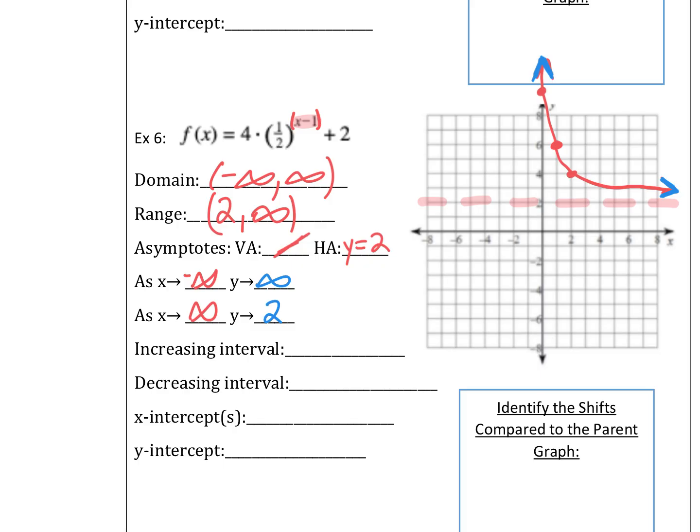Roller coaster time. If this was a roller coaster moving from left to right, what type of interval would it be? Decreasing the whole time? Yep. Okay, so copy the whole domain. X-intercept. Nothing. Yep, and the y-intercept. 0, 10. Okay. Okay, any questions here on this?